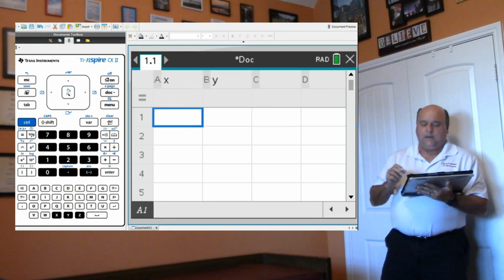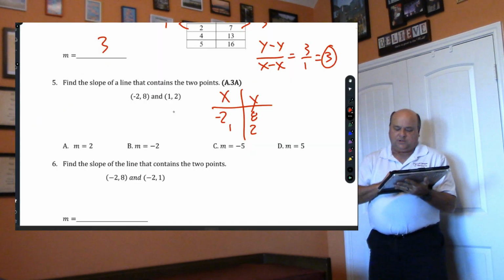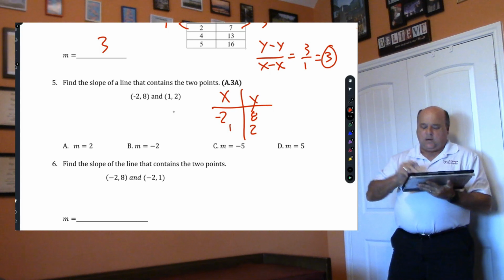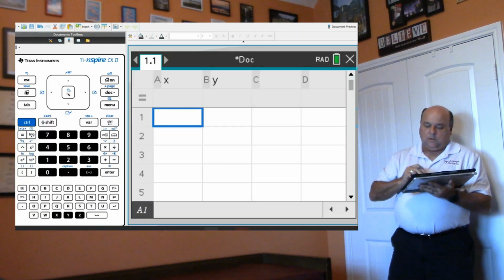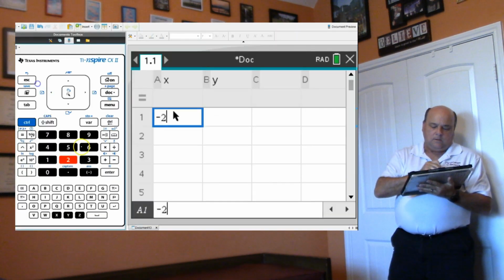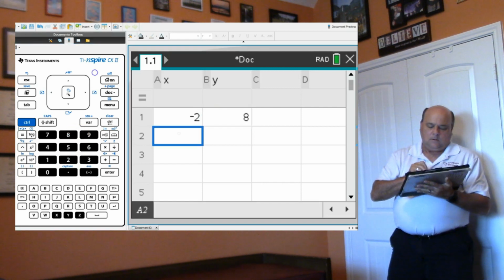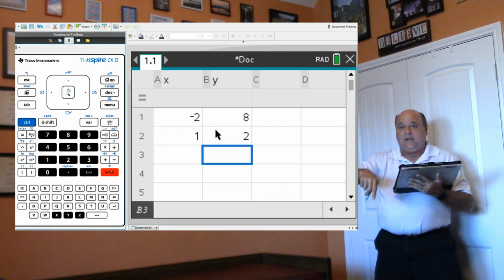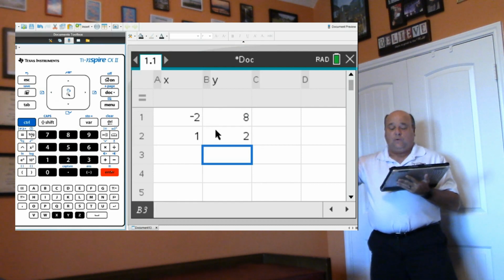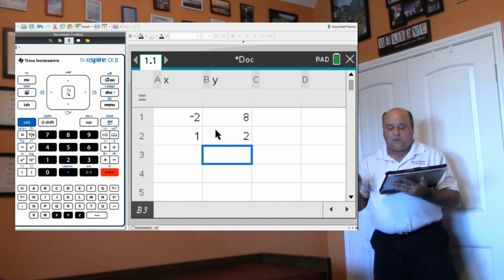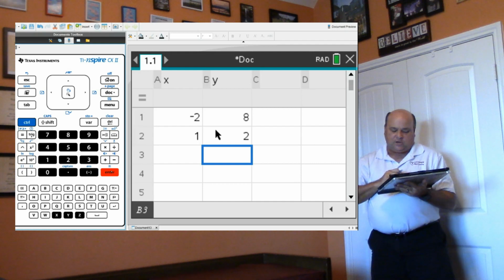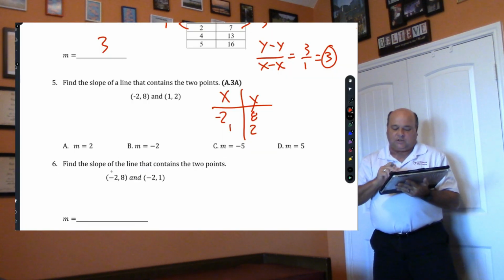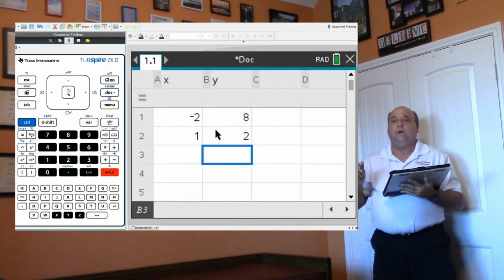And then go to 1. And then my two ordered pairs are negative 2 and 8 and 1 and 2. It's easier if you were to do all of the x's and all the y's. I'm just doing this because I got a touch pen and I can put them in real quick. So those are my two ordered pairs. I'm going to check again to make sure it's right. That's correct.